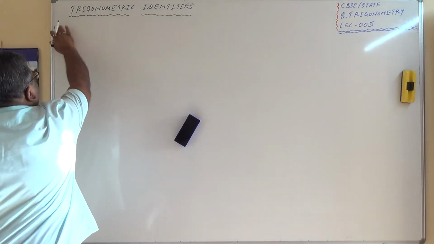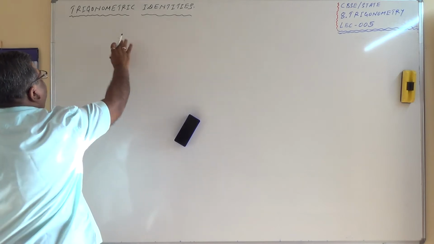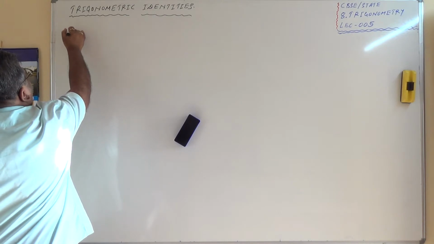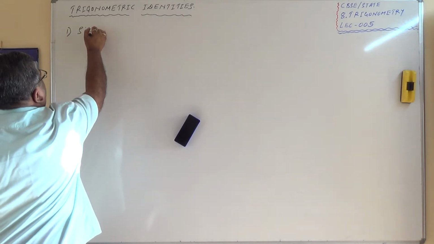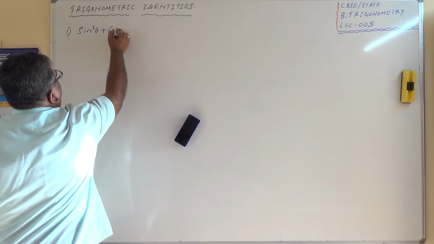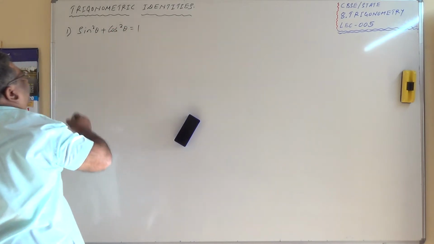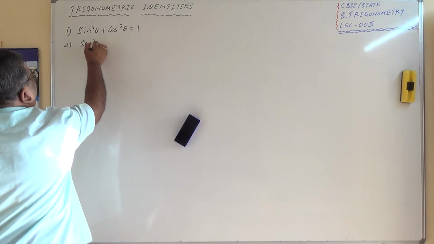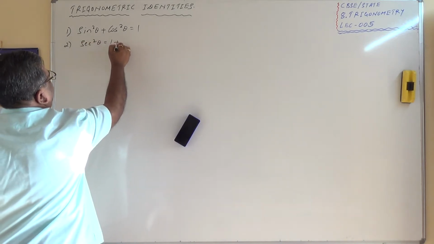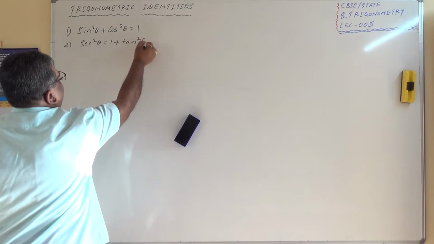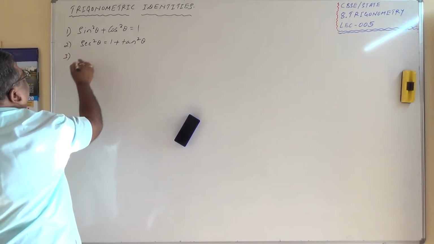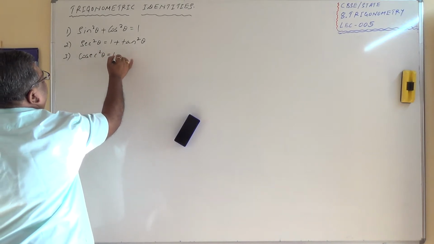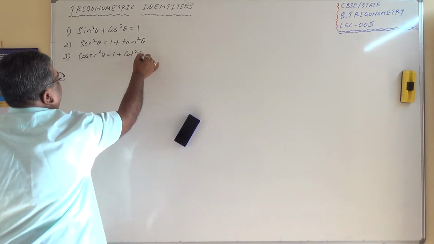Squared relations. There exists a squared relationship between the t ratios, and those are 3 identities basically, mainly. First one, sine square theta plus cos square theta equals 1. Second one, sec square theta equals 1 plus tan square theta, and third one, cosec square theta equals 1 plus cot square theta.